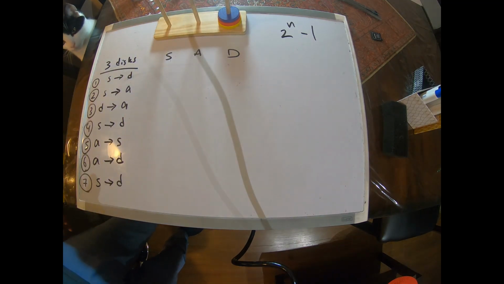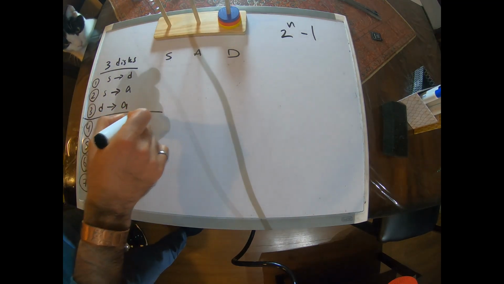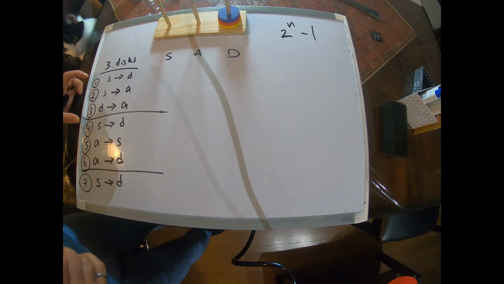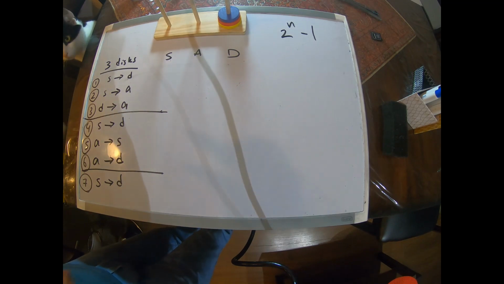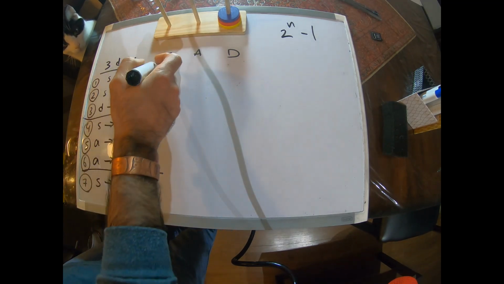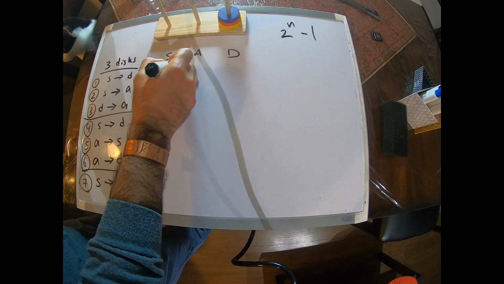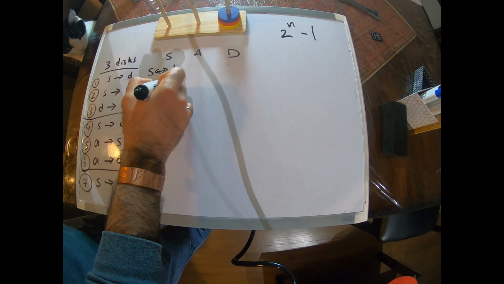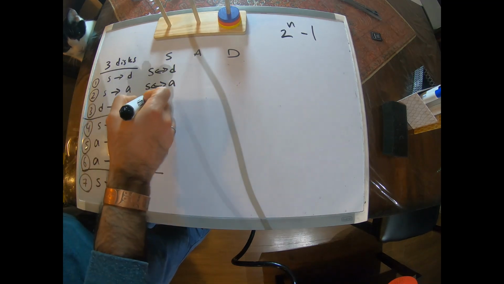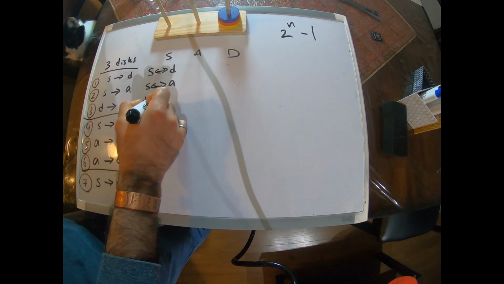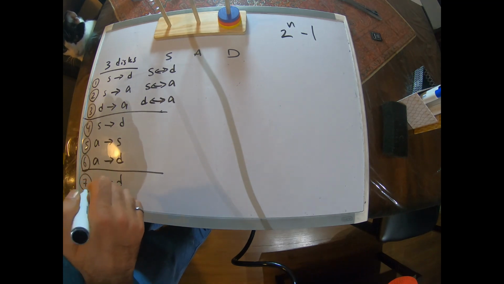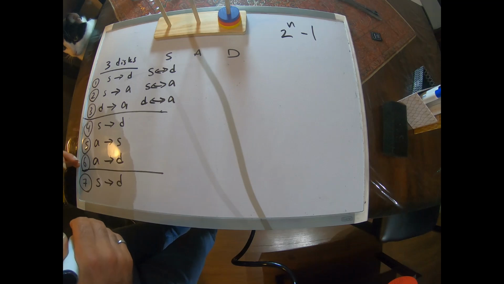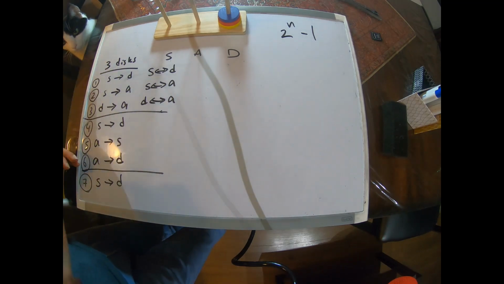Okay. Now let's look at these moves. I'm just going to divide them into 3 moves. You see that the first one is a move between source and destination. The second one is between source and auxiliary. The third one is between destination and auxiliary. Right? And look at what's going to happen between 4, 5, 6 and compare it with 1, 2, 3.